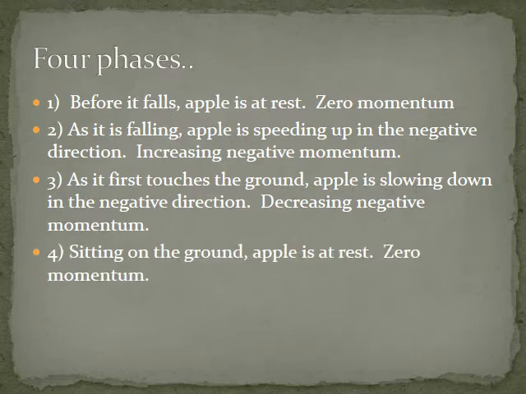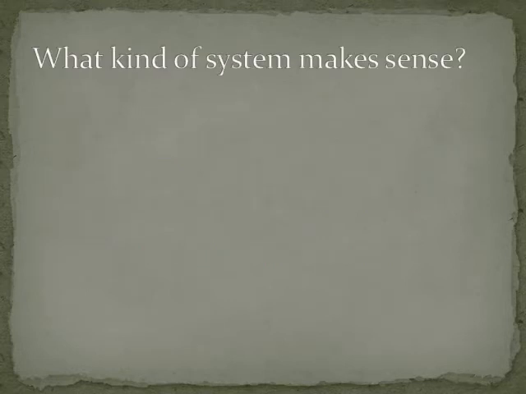Then, once it finally comes to a rest on the ground, it's just sitting there, which means it has no velocity and no momentum. So what kind of system makes sense to think about the momentum of this apple? Is it a closed system where momentum's conserved, or an open system where it's not conserved?